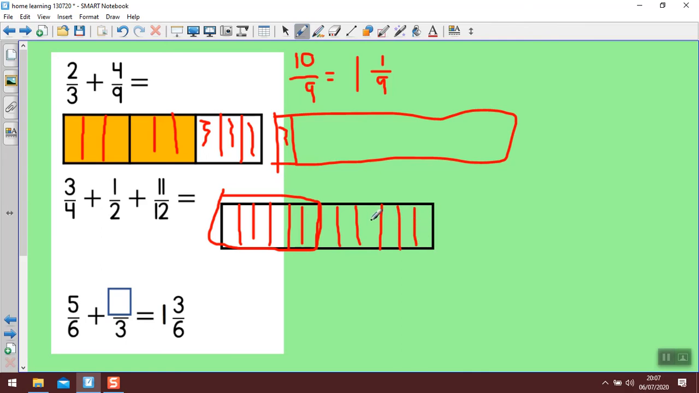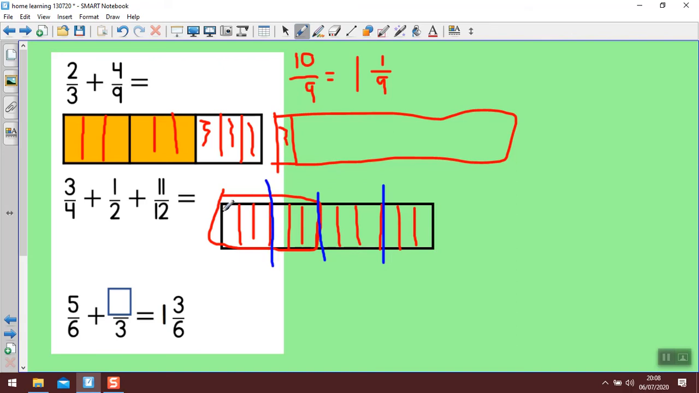1, 2, 3, 4, 5, 6, 7, 8, 9, 10, 11, 12. So I've got 12/12, which make 1 whole bar. So let me just mark on my quarters again. That was my half. So that's my quarters.